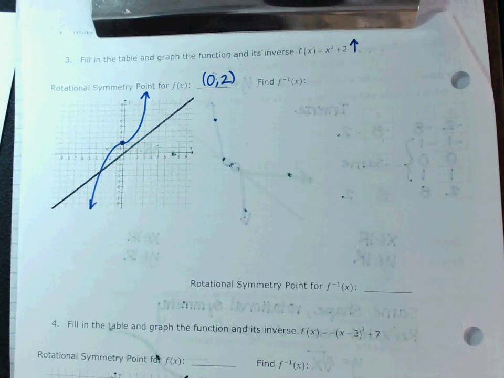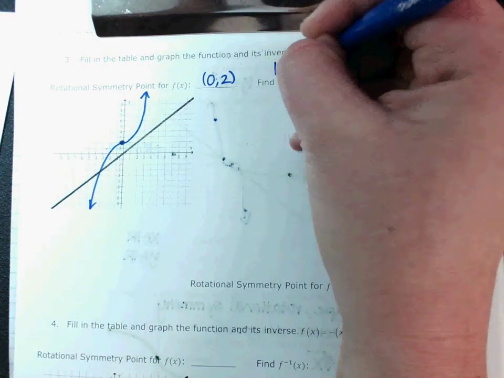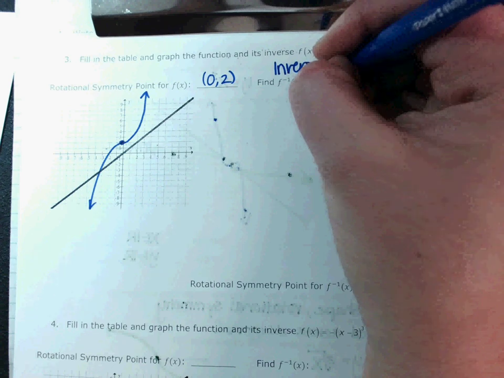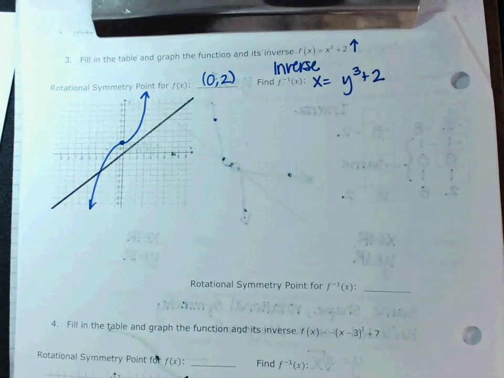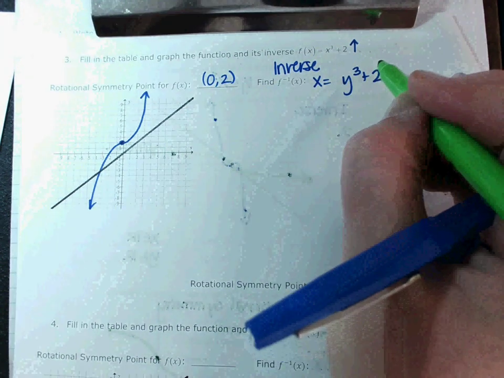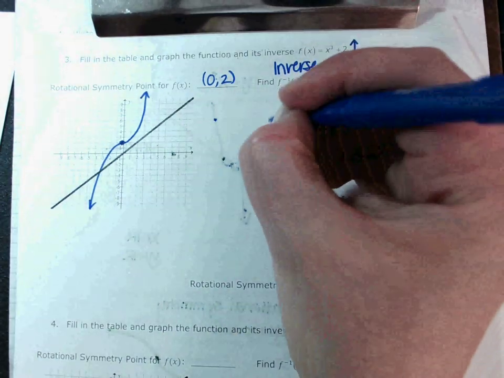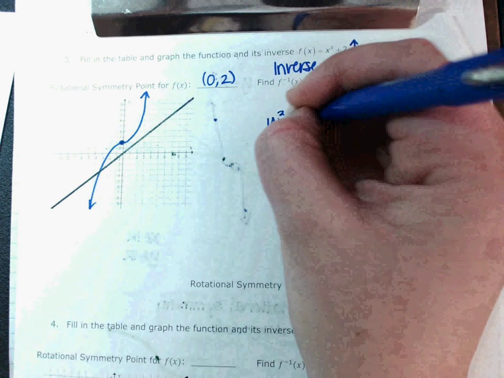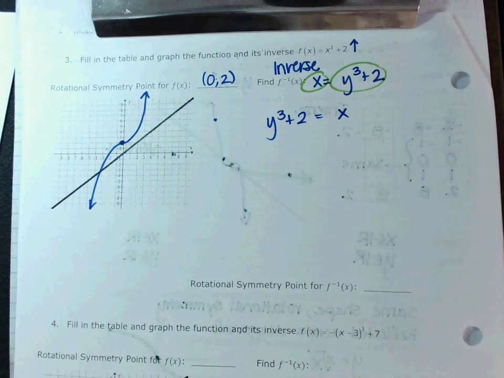Okay, then we're going to do our inverse. Remember, that's what the -1 means here. And for my inverse, I have to switch it to x equals and then y cubed plus 2. So I have to switch the letters, then I'm going to switch the sides. Really only the solving is new for these. And then all the inverse stuff we already covered with the square roots.